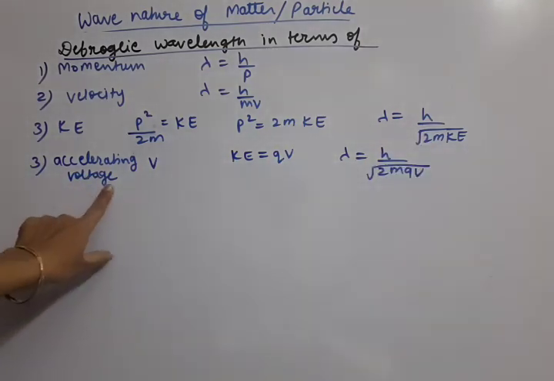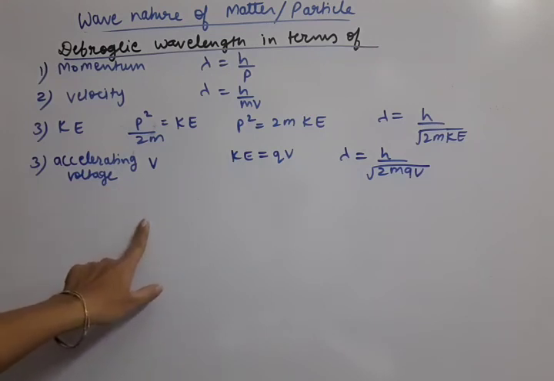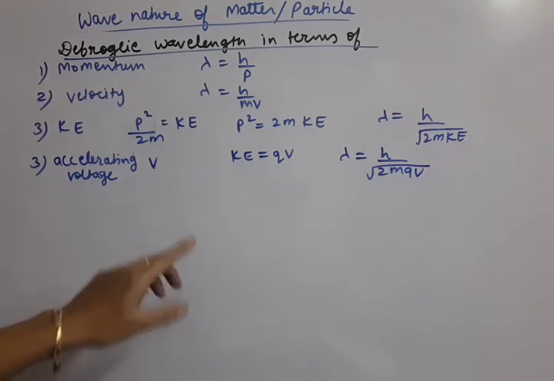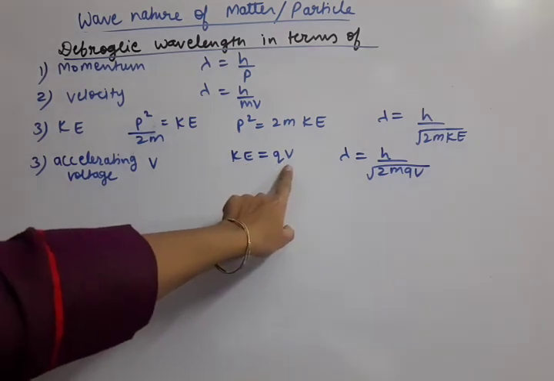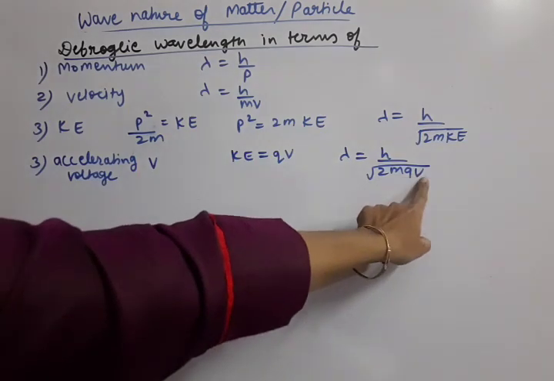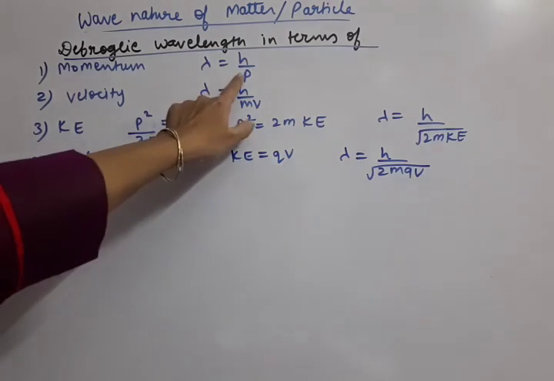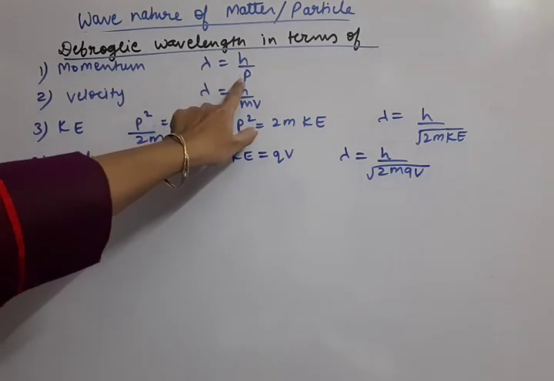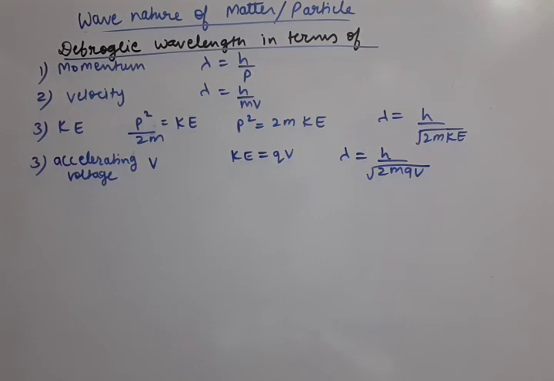Now, accelerating voltage. Suppose a particle which is moving is accelerated by some voltage. Then how can you write the de Broglie wavelength associated with that particle? There is only one change: the KE replacement is q into V. So you can see all those factors. Lambda depends inversely on momentum, and in the same manner it depends inversely on the root of kinetic energy or V.